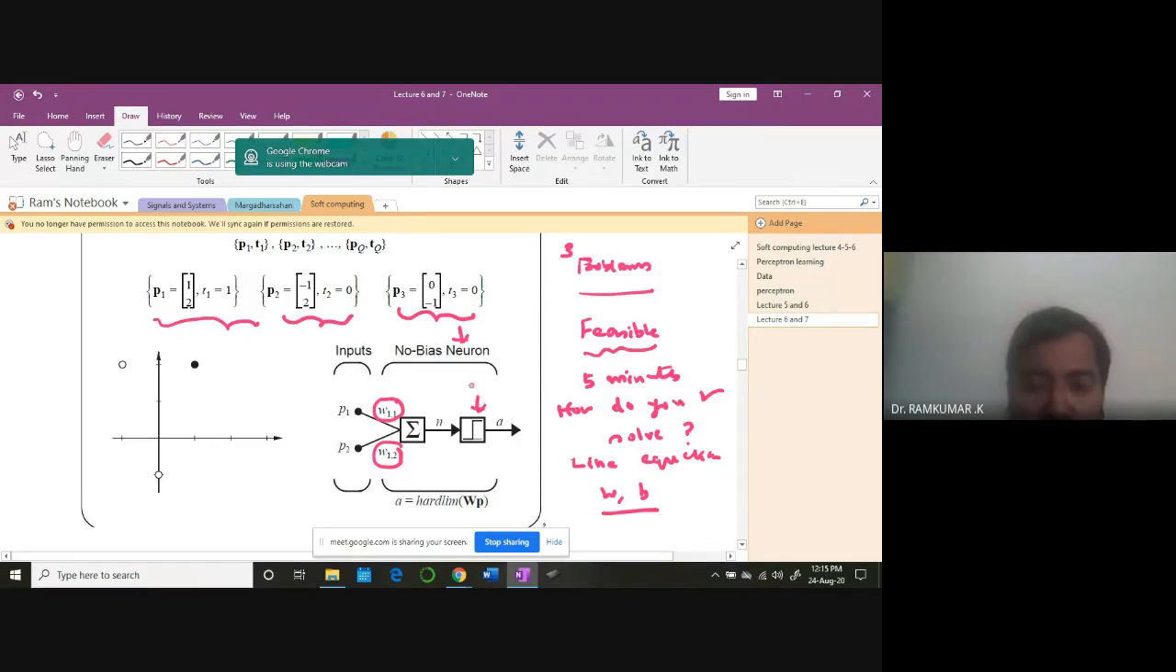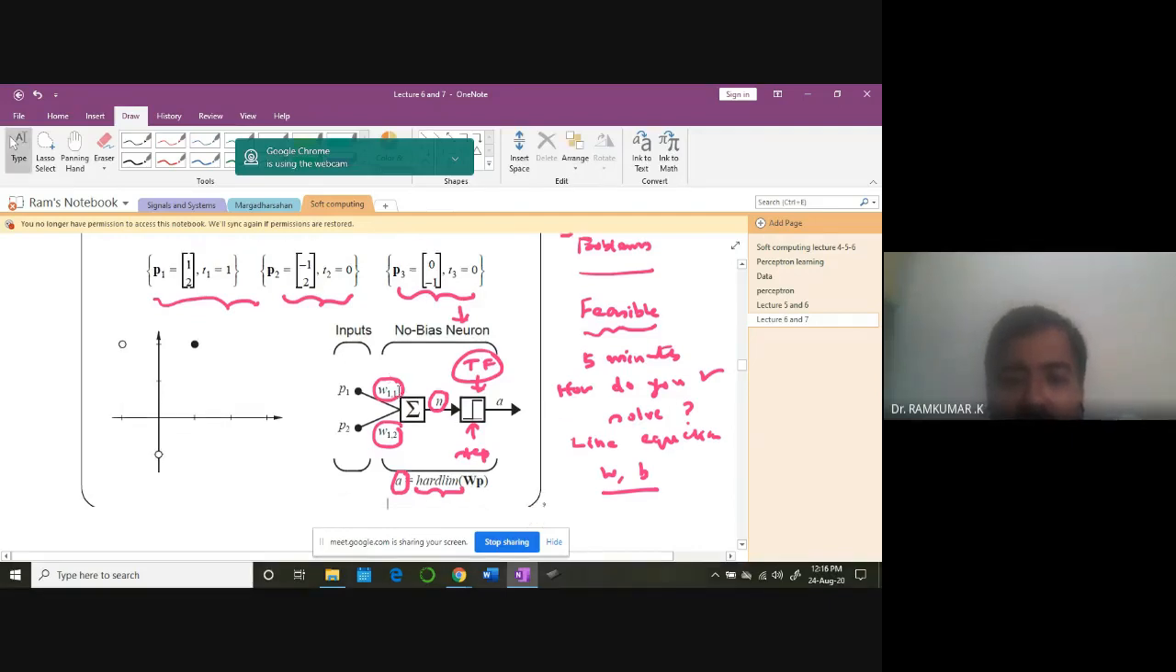Okay, this is more like a transfer function. Hard limiting transfer function. It's like a step function, na? Either 1 or 0. So whatever output is going to come here, it's going to pass through that hard limit function, and you're going to get the output, either 0 or 1. So how do we develop the algorithm?